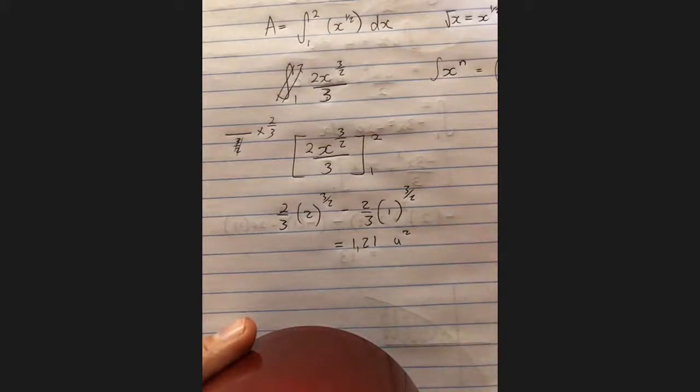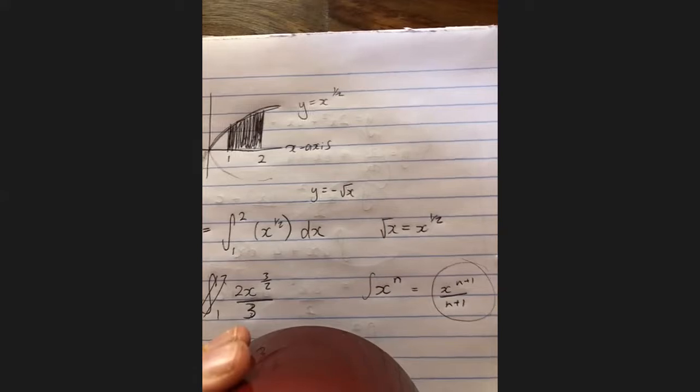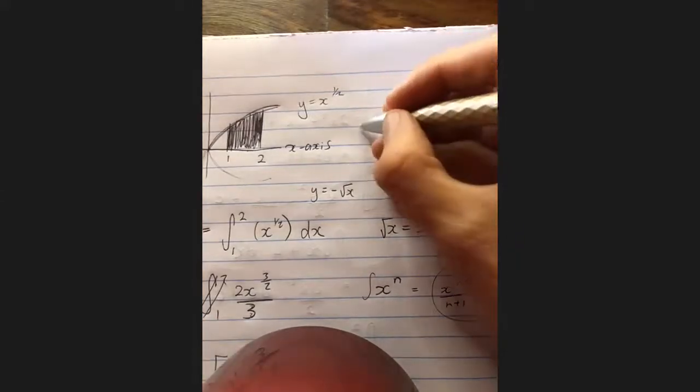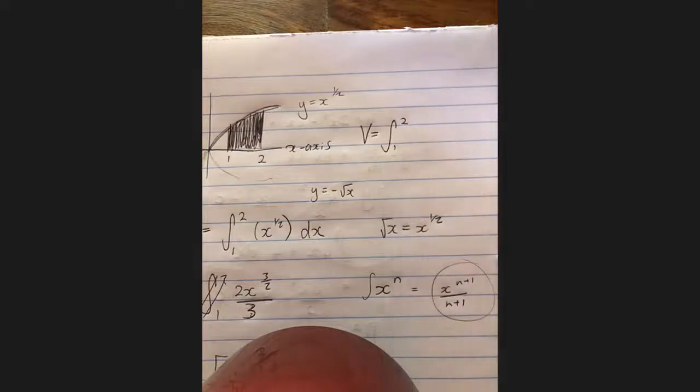But when you want to do volume, I want to be close to my picture, so I'll do it right here. When you want to do the volume of revolution, say V equals, still the same boundaries, that didn't change, but there are a few things that need to be added now.